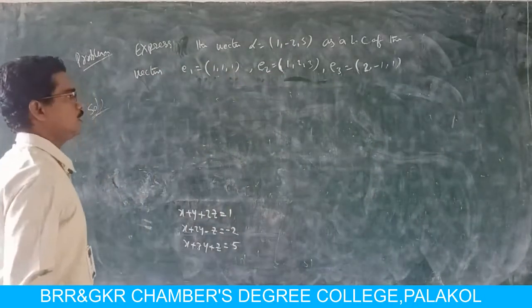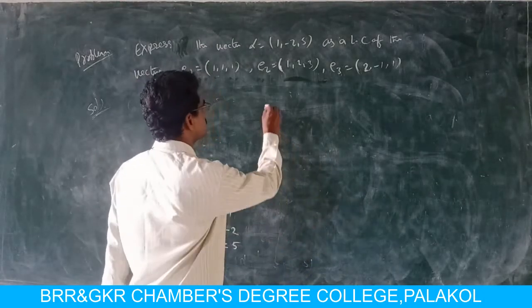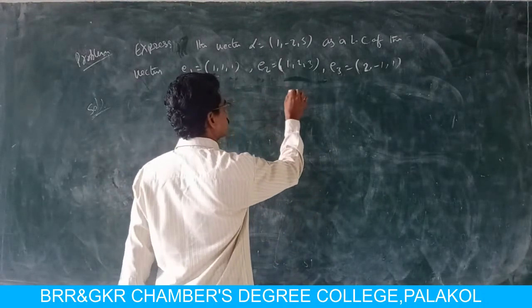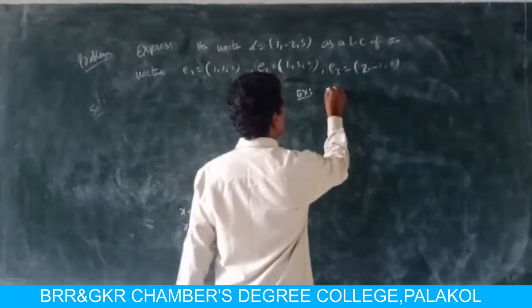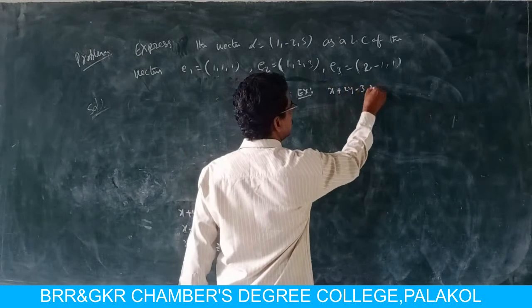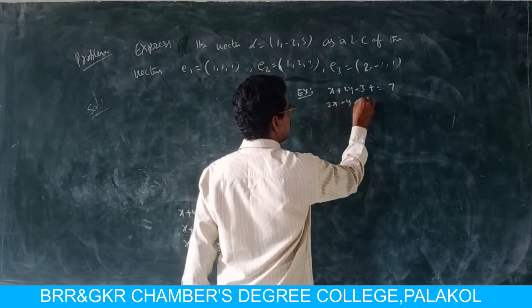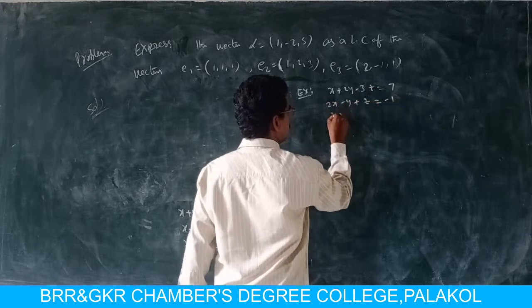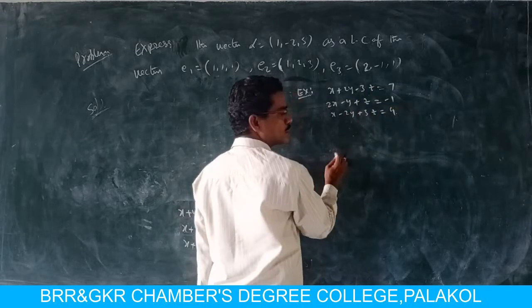First of all, what is the meaning of echelon form in a matrix? Suppose, for example, we have some equations: x plus 2y minus 3z equal to 7, 2x minus y plus z equal to minus 1, and x minus 2y plus 3z equal to 4.